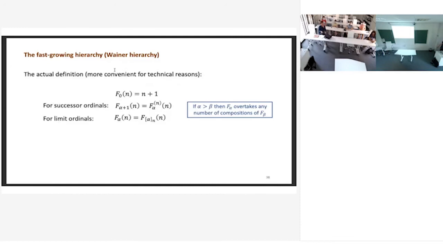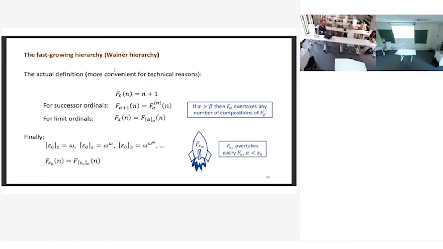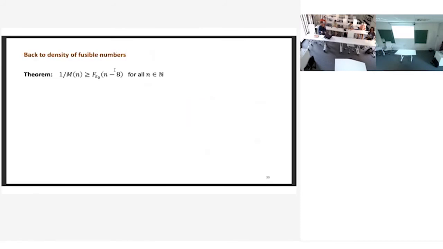Basically, what you get is that for every ordinal alpha, you have a fast-growing function f alpha of n, such that whenever alpha is larger than beta, f alpha overtakes f beta. It also overtakes any finite number of compositions of f beta. And then you columnize one final time, and you get f epsilon 0 of n. So this final function has the index epsilon 0. This function 1 over m of n grows like f epsilon 0 of n. That's how fast it grows.